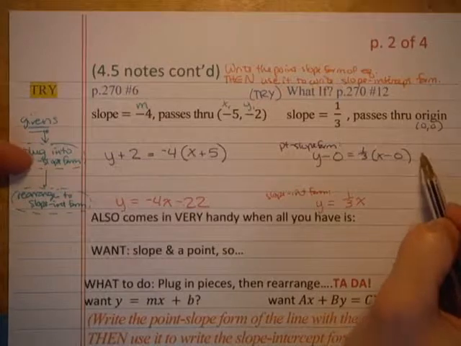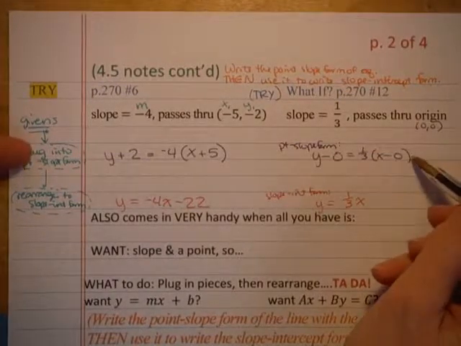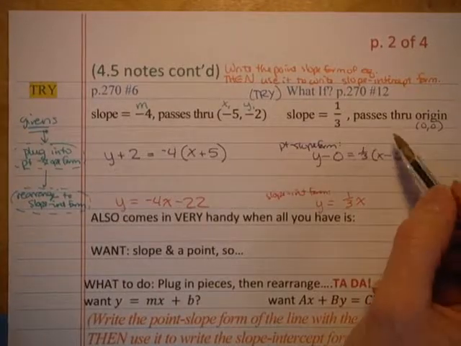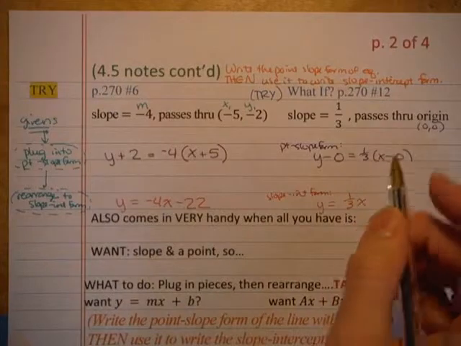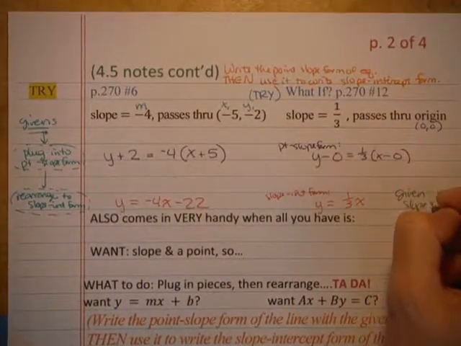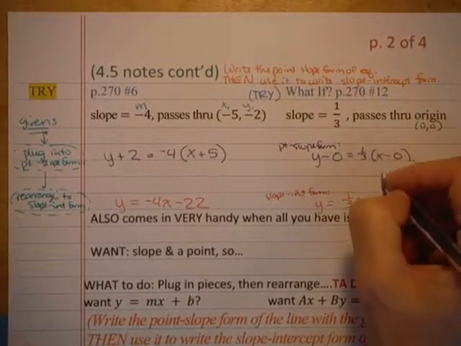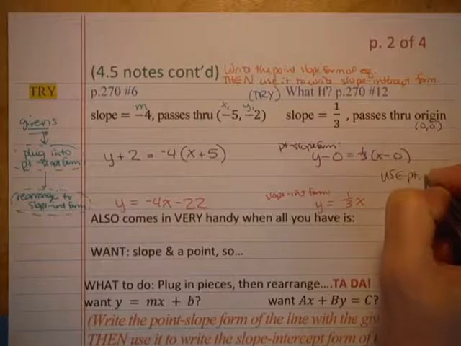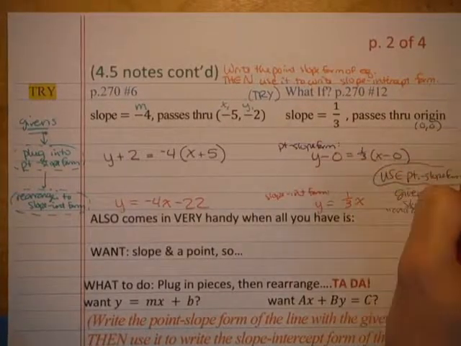So the book is walking you through it right now. You need to get to the point where you know that the point-slope form is your fallback plan. Okay? So it comes in very handy when they give you slope and any old point. So given slope and any old point, you'd use point slope form. Okay, that's when you use it.